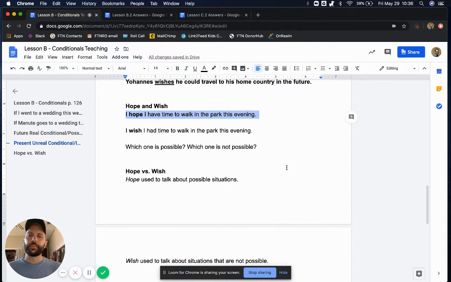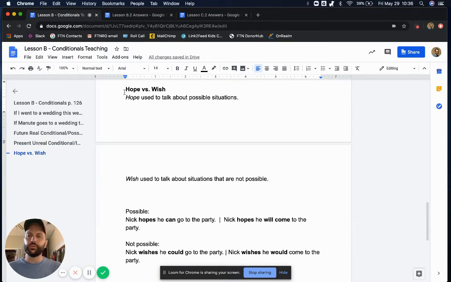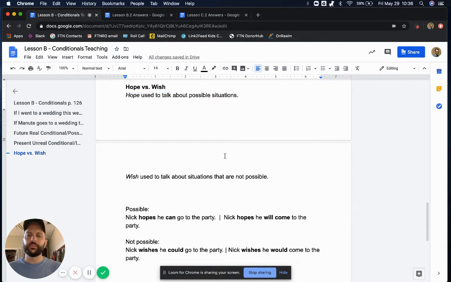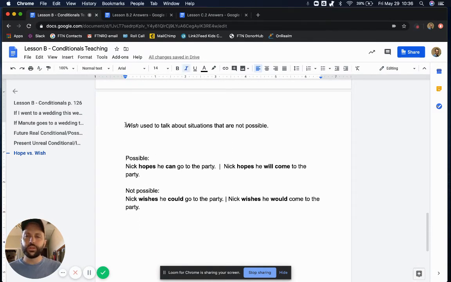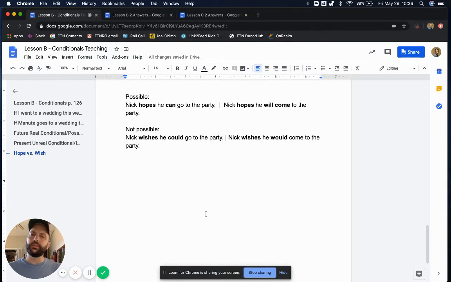Okay. So you already said hope versus wish. We use hope to talk about possible situations, and wish is used to talk about situations that just aren't possible. Okay? They're unreal. And so here's another example. And again, I'm moving pretty fast through this one because this one I think is a little easier and you probably understand. But let's just look at these last examples.